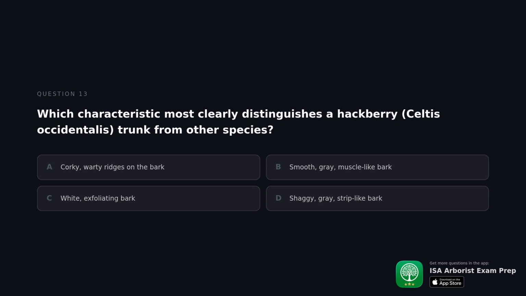Which characteristic most clearly distinguishes a hackberry, Celtis occidentalis, trunk from other species? A. Corky, warty ridges on the bark. B. Smooth, gray, muscle-like bark. C. White, exfoliating bark. D. Shaggy, gray, strip-like bark.